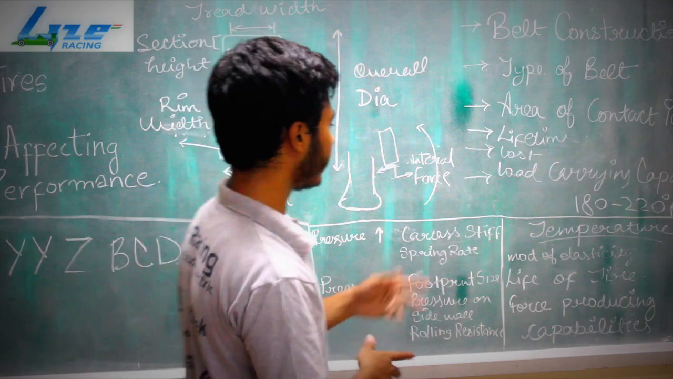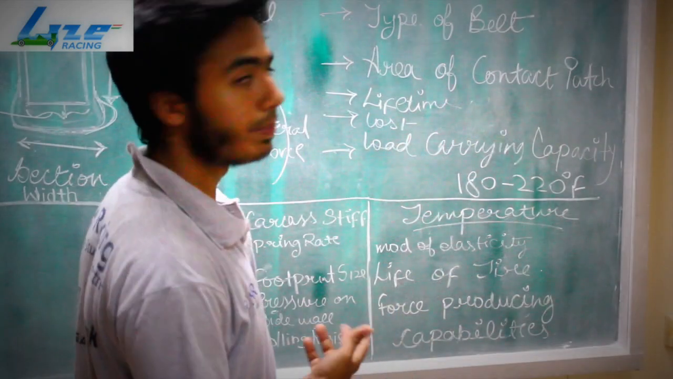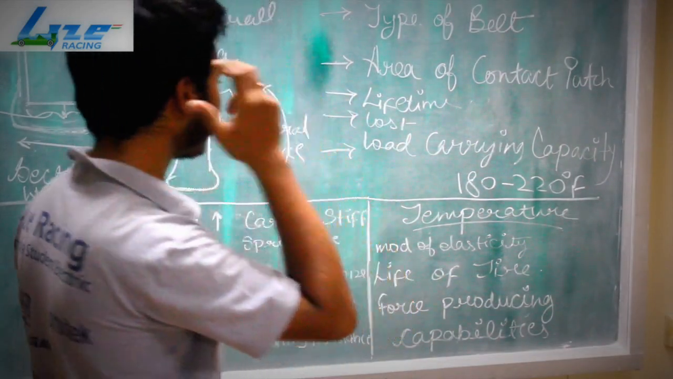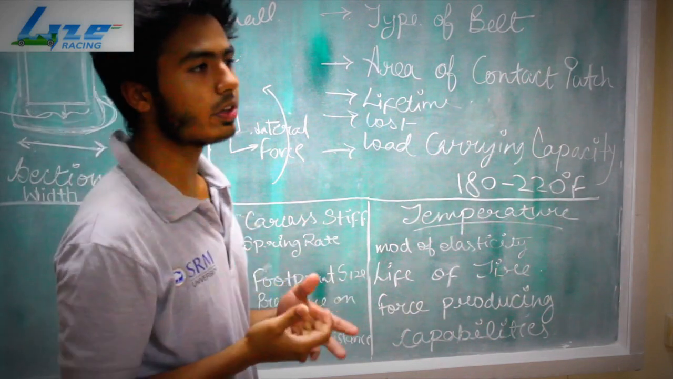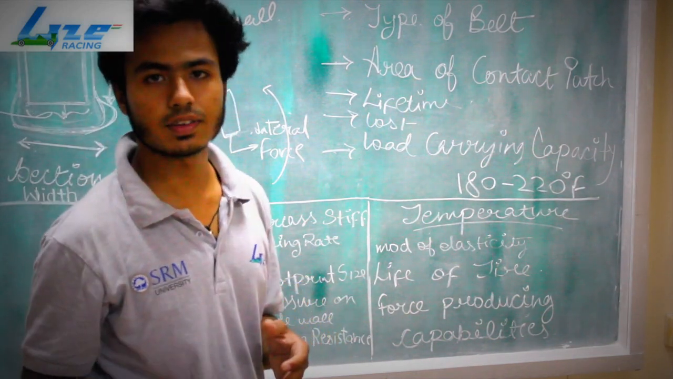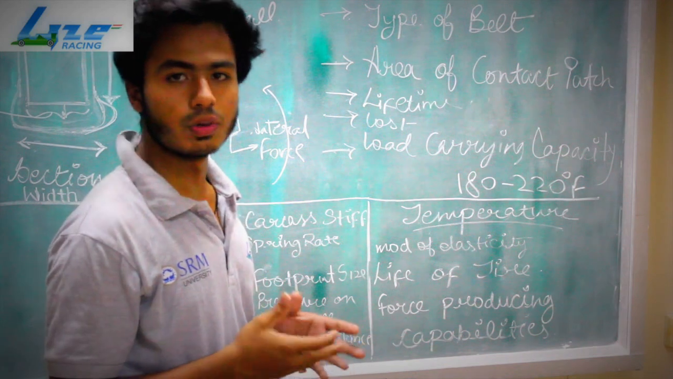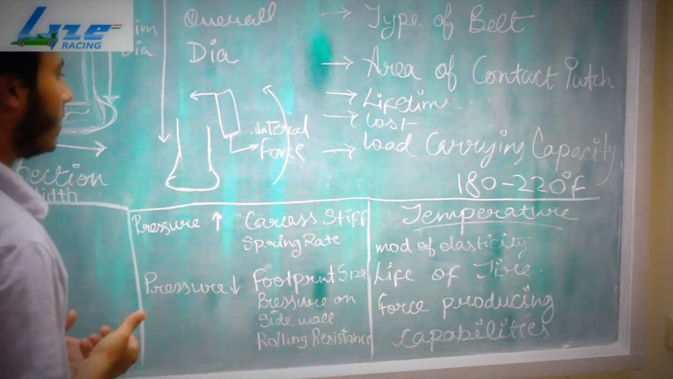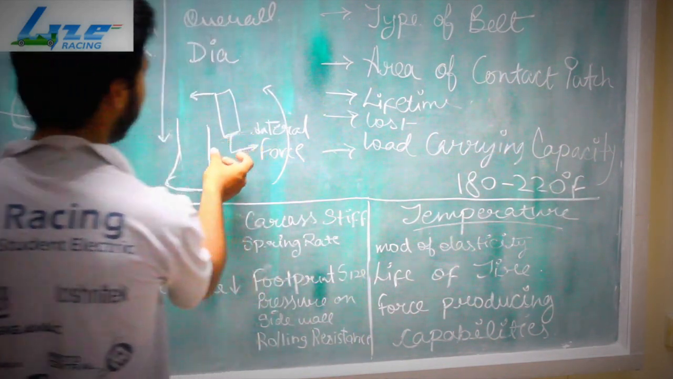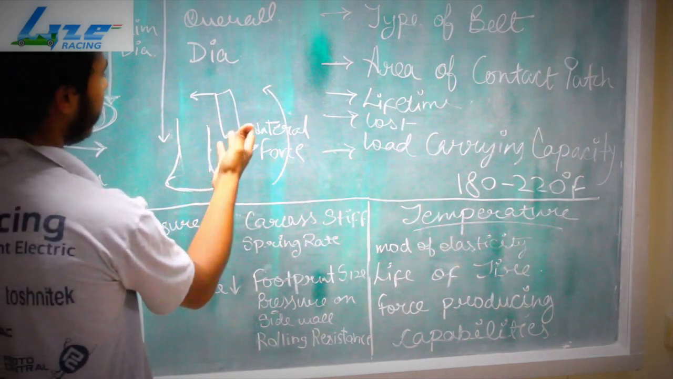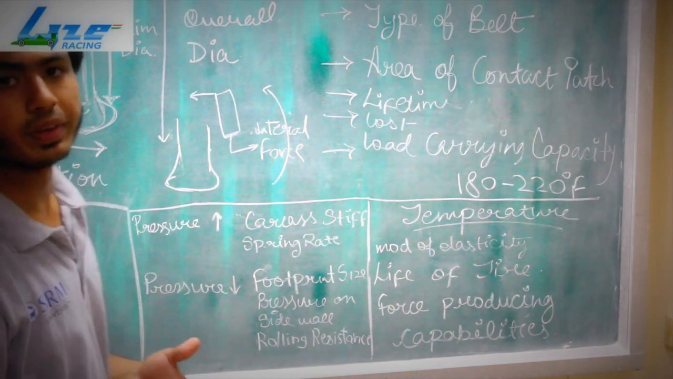Next, we move into temperature. The other factor that affects the tire is the temperature. So how does it affect the tire? Firstly, if you increase the temperature of a tire, it's going to increase the modulus of elasticity. That is, the tread is going to become more elastic when you heat it. And thus, the force producing capability of a tire would increase because distortion is more, and so more grip will be created at the bottom.